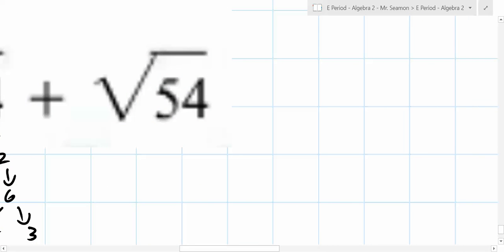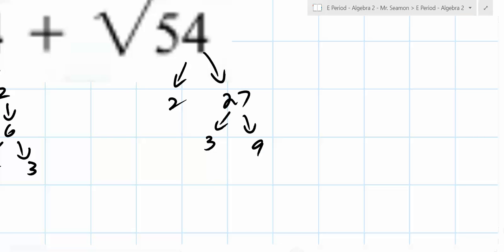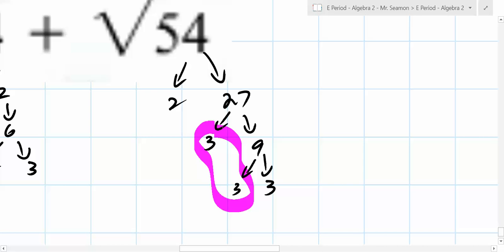So let's go over here and look. What's 54? What can you factor out? And what's left? And then you get 3 and 9. Not 3 and 3, right? What else can you pull? What did you pull out of there? 3 and 3. It's a square root, so what can you only pull out? 3. So what do you get?